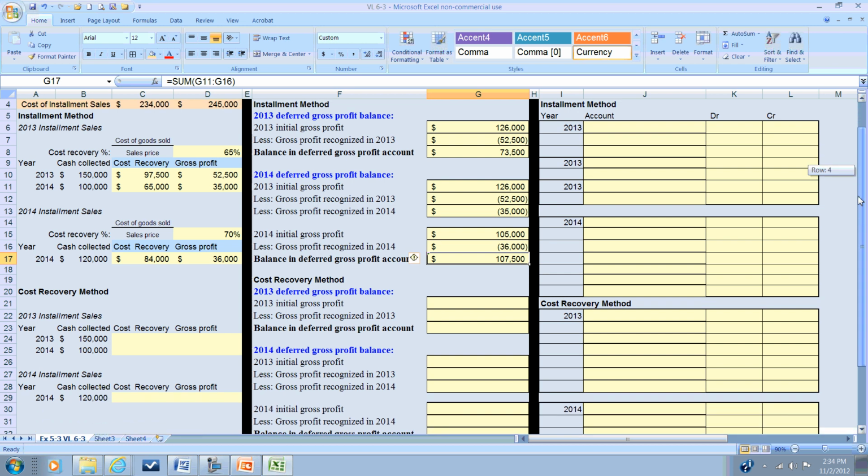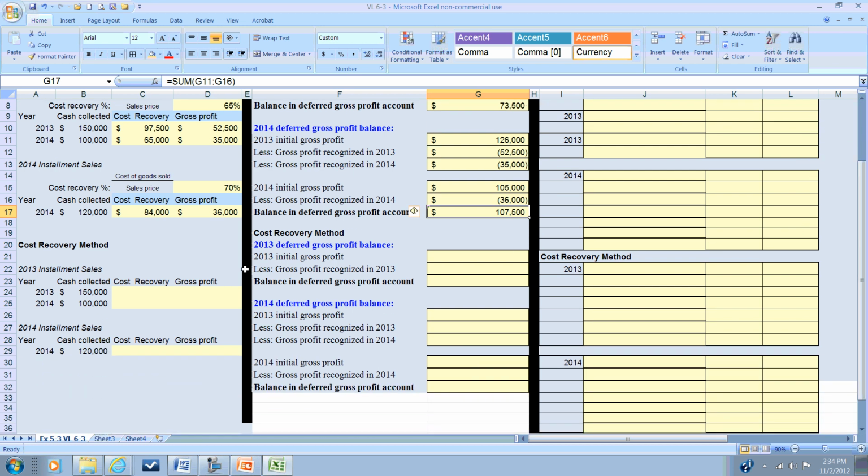The other method that we can choose to implement is a bit more conservative. It is called the cost recovery method. It is typically used when we're dealing with very high-risk customers, and this will delay the recognition of any gross profit until all of the costs have been recovered.